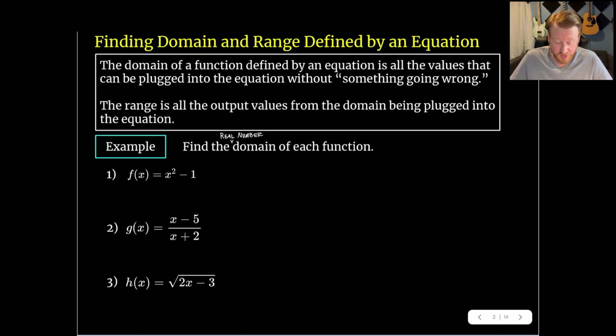But the idea for these examples here is we want to think, okay, is there any number that, if I plugged it into this equation, into this function, would cause something bad to happen? So let's go through these.